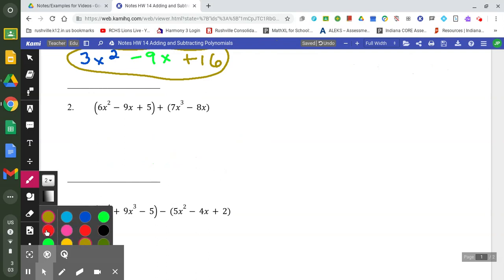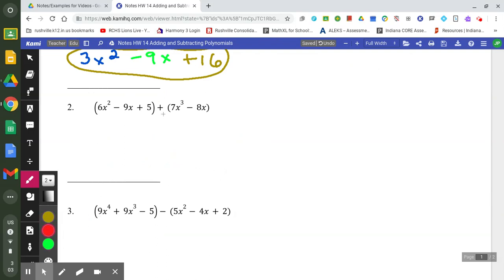Now with number 2, I have a plus sign in between these. So I'm just going to rewrite everything that's in parentheses, but I'm writing them without parentheses and just one sign. So this would be plus 7x to the third minus 8x. Then I will put like terms together.